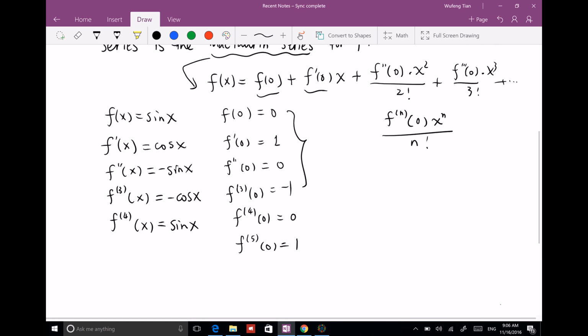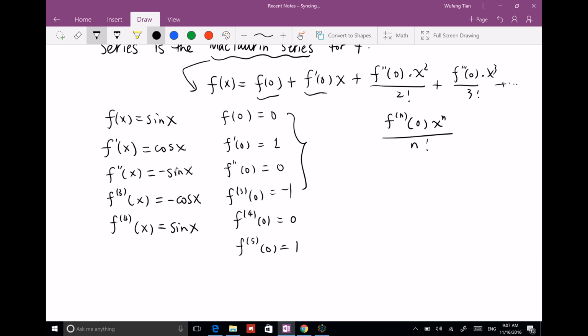All right. So we just plug all these numbers into the formula. We get sine x equals 0 plus x, because the first derivative is 1 and replaces this 1 with x. The second derivative is 0, so it's plus 0, and then the third derivative is minus 1, so it's minus x cubed over 3 factorial, then plus.